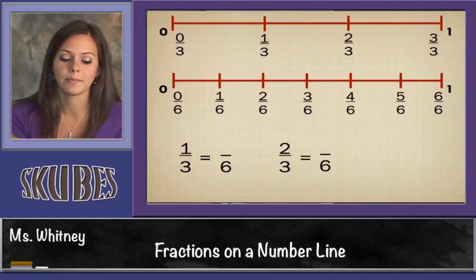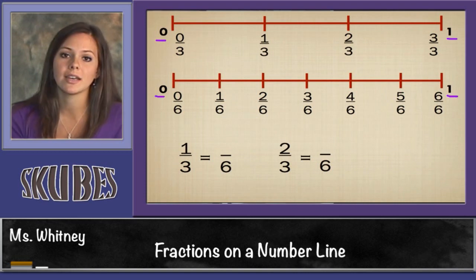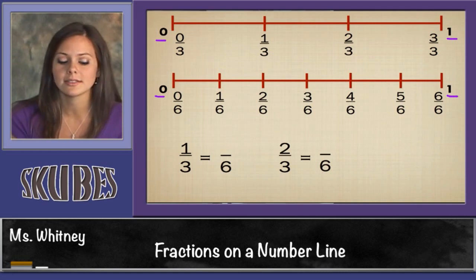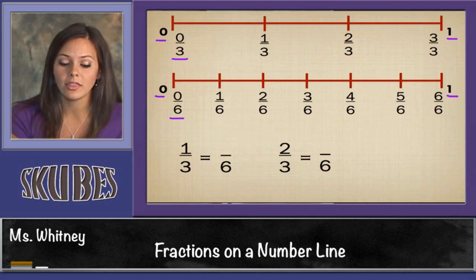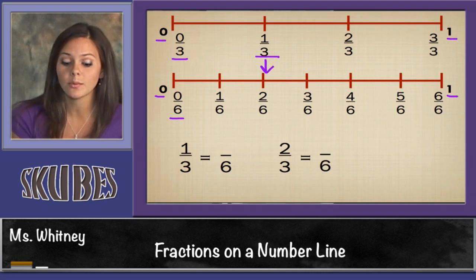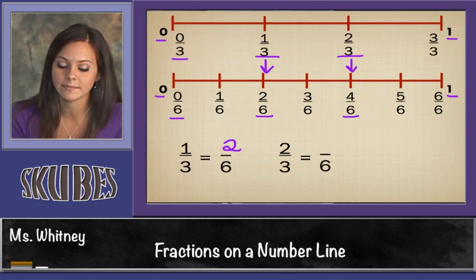Here's another example. Both my number lines go from 0 to 1, but each one is divided into a different number of parts. The first one is divided into thirds, the second one is divided into sixths. I can see that 1/3 is equivalent to or equal to 2/6. I can see that 2/3 is equivalent or equal to 4/6.